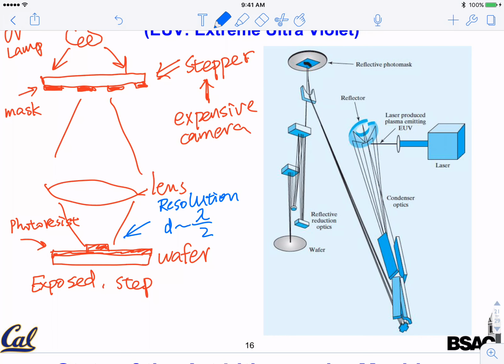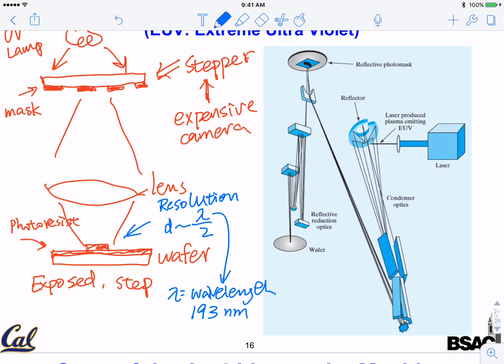Lambda here is the wavelength. So we start to go to shorter and shorter wavelengths. Visible, well, we typically start with UV. UV, 300 nanometer. We start with 300 nanometer. We go to 254. We go to 193. So right now, lambda is at UV wavelengths, 193 nanometer.